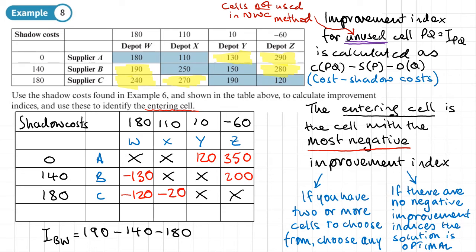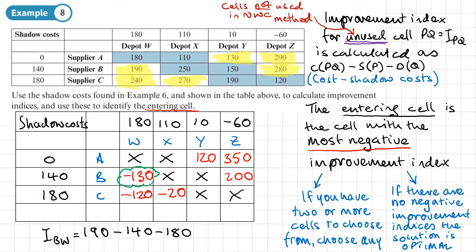So that completes finding the improvement indices. Two things that we can say from this table. First of all, since we have negative improvement indices, this solution is not optimal. If they were all positive, we'd say we've got an optimal solution, so we know it's not optimal.